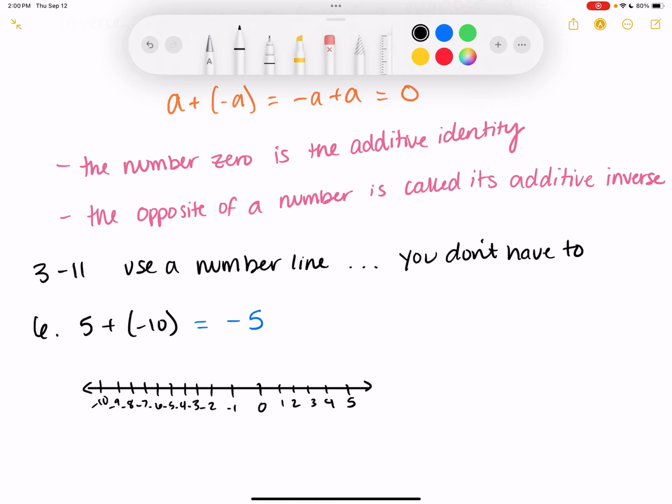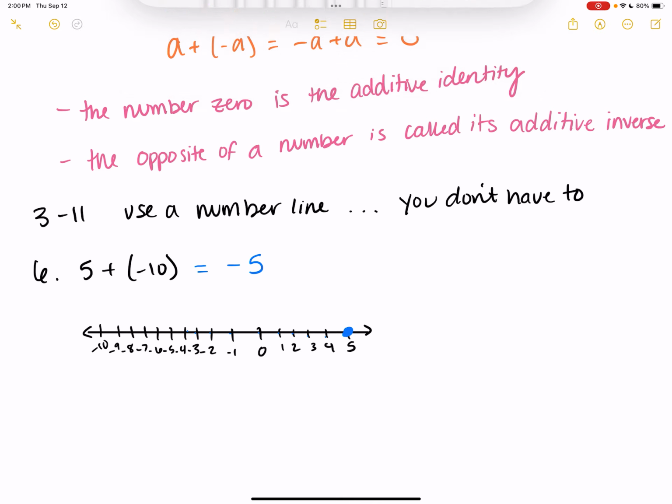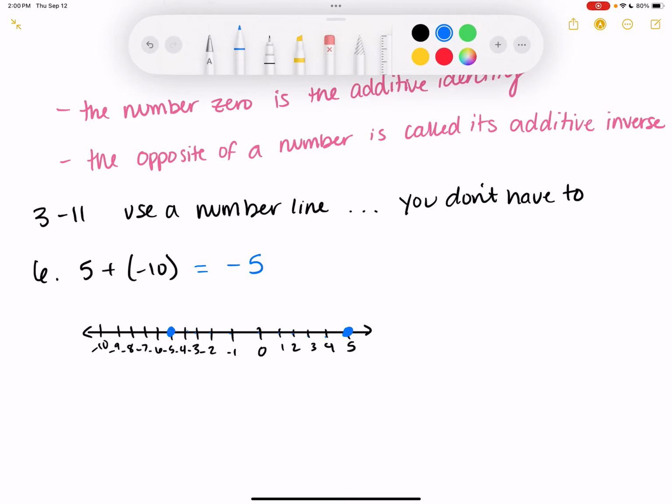I may have gone a little excessive on the sides here. So what we do is we start at whatever the first number given is. So in this case, it's positive 5. So I start here. And then I'm going to add negative 10. So I'm subtracting 10. So I literally just go 1, 2, 3, 4, 5, 6, 7, 8, 9, 10. And that tells me that my answer is -5.